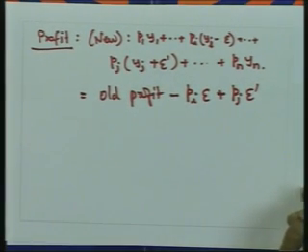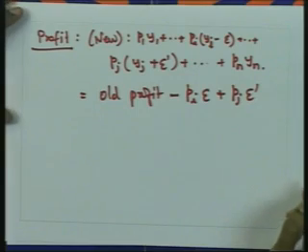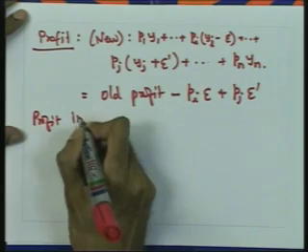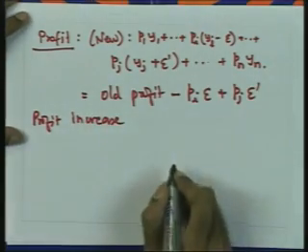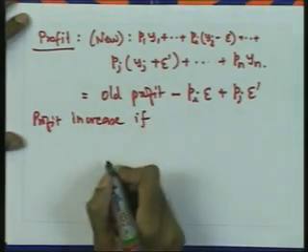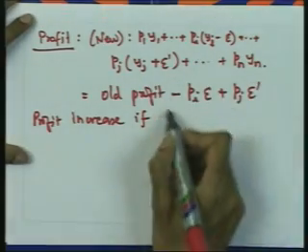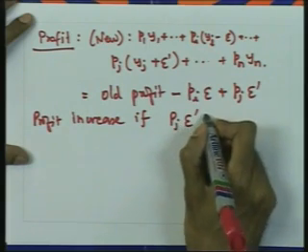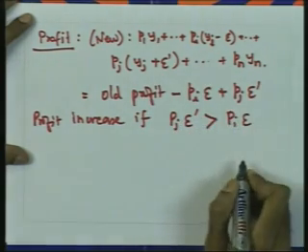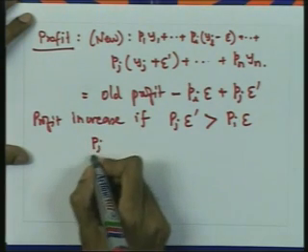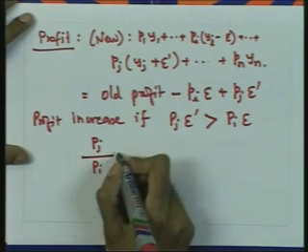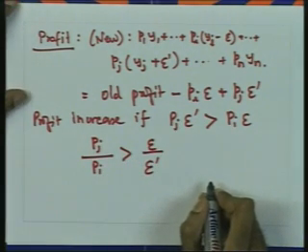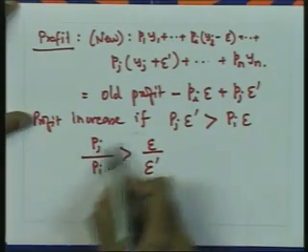Good. So now there is a profit increase; this is what we want. When is there a profit increase? If this change is greater than 0, which means Pj times epsilon prime is greater than Pi times epsilon, which means Pj by Pi is greater than epsilon by epsilon prime. So there is a profit increase if this is true.